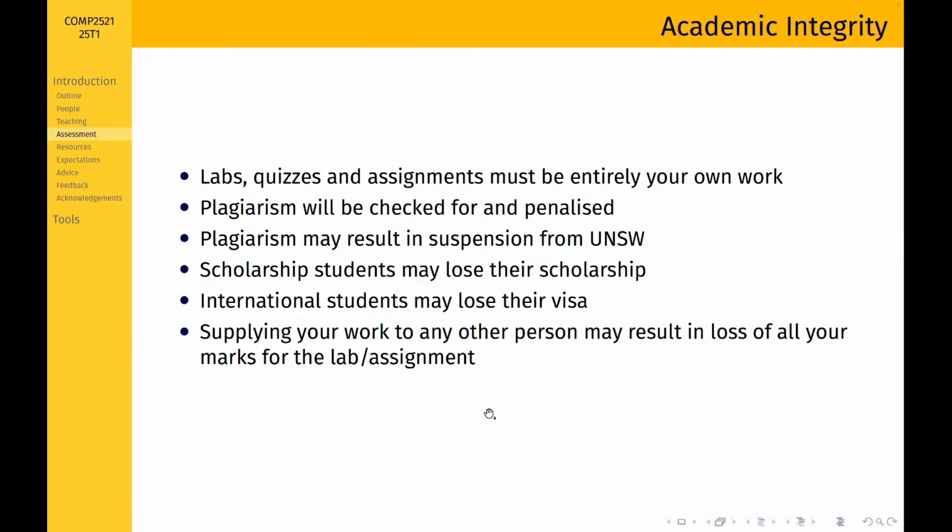Okay, and plagiarism, so please don't plagiarize. We will check for plagiarism, and you may be penalized if you are caught plagiarizing, and there are other negative consequences.